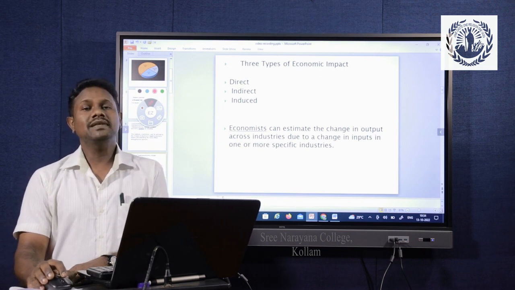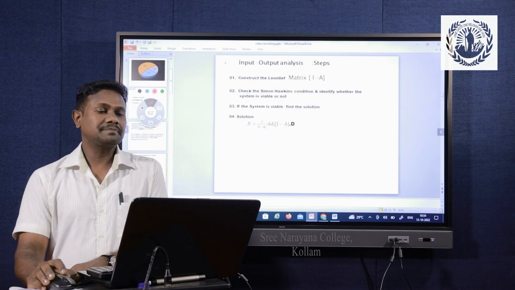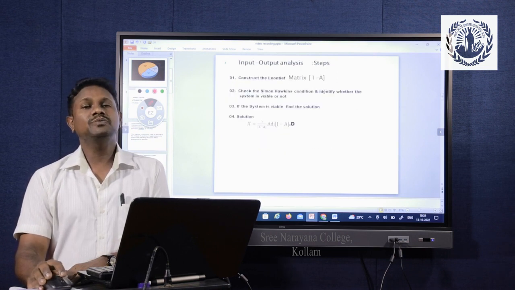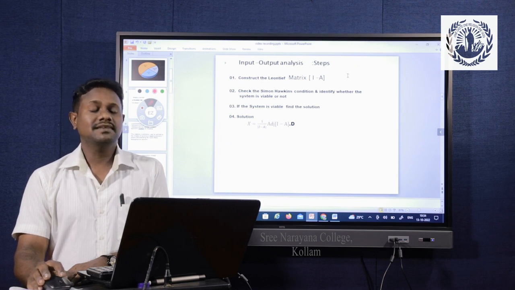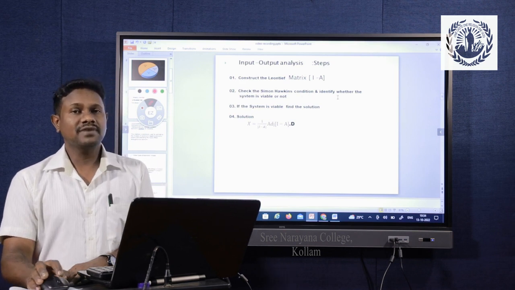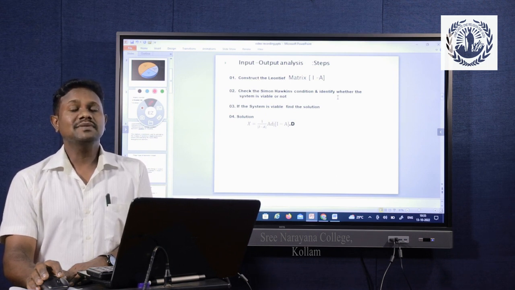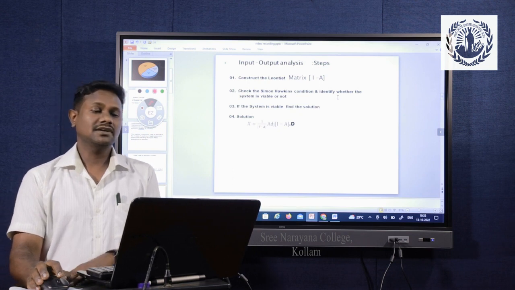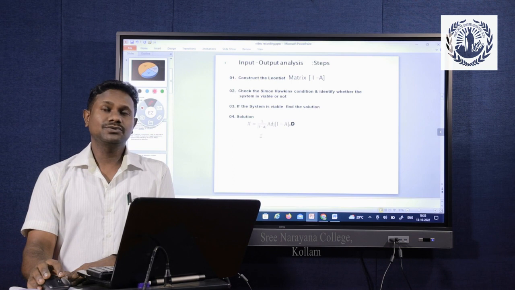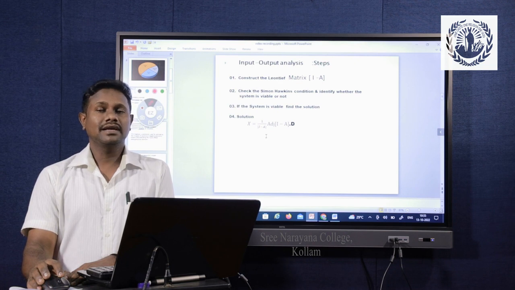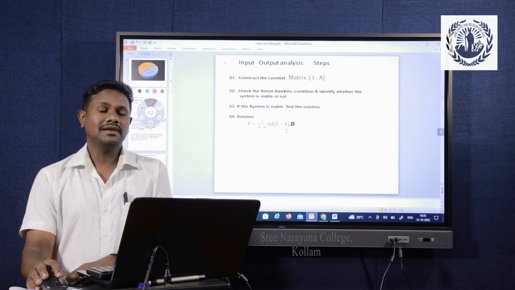Now see how we can estimate the input-output analysis mathematically or numerically. These are the following steps. First, construct the Leontief matrix, denoted by I minus A. Check the Hawkins-Simon condition and identify whether the system is viable or not. If the system is viable, which means that the system satisfies the Hawkins-Simon condition, the system has a solution, and the solution is X equals 1 by determinant of (I minus A) into adjoint of (I minus A) into final demand.